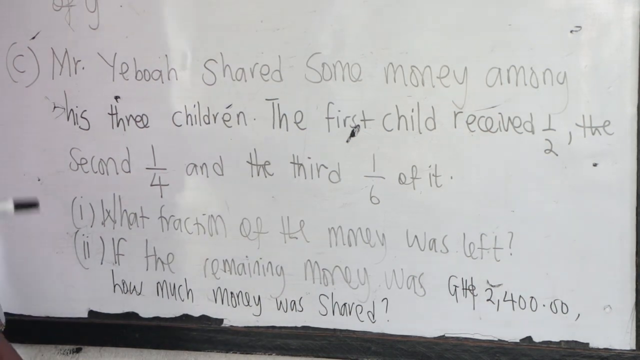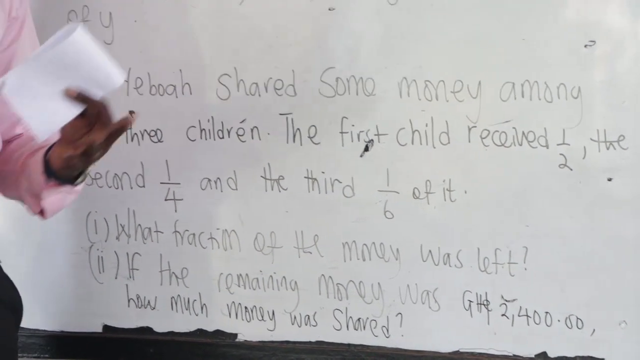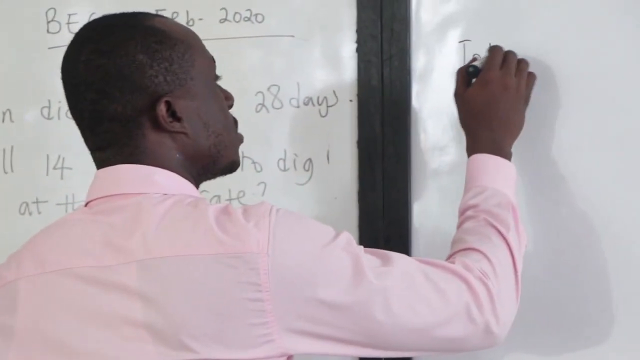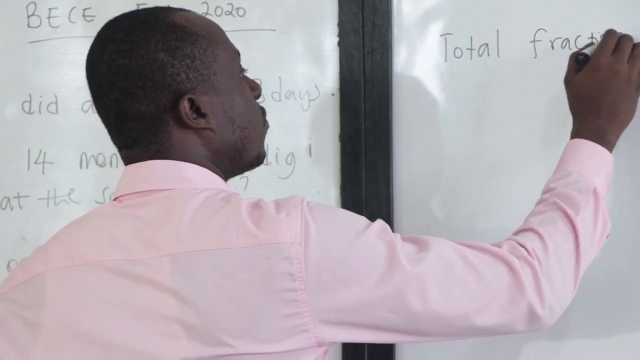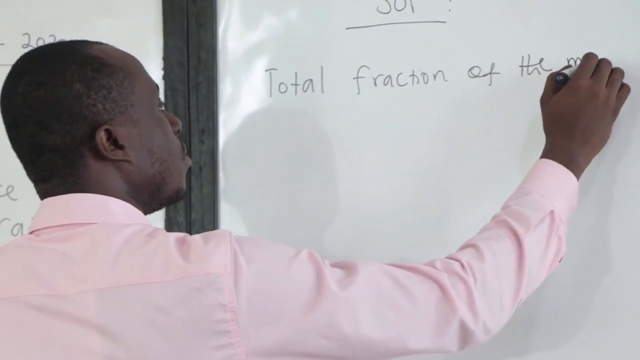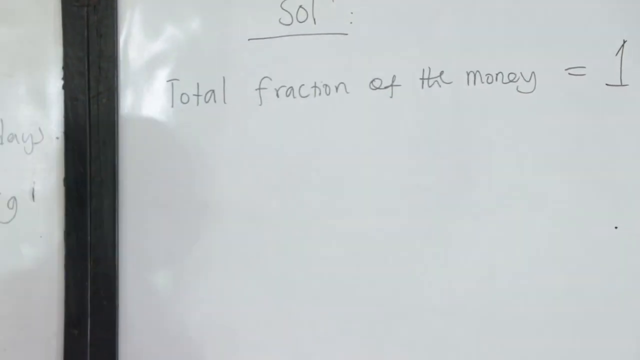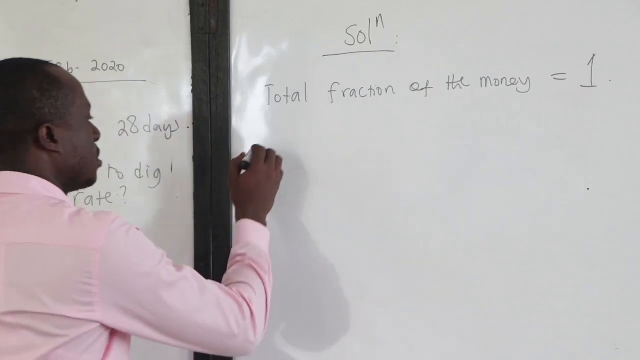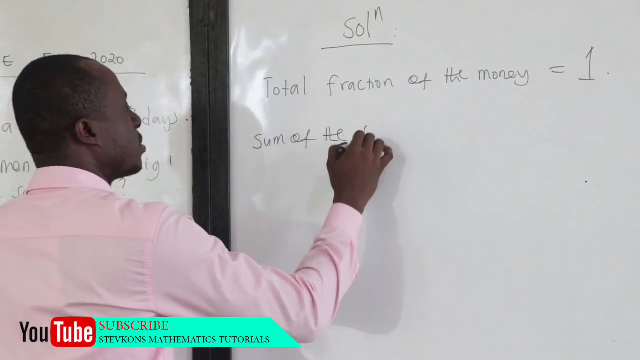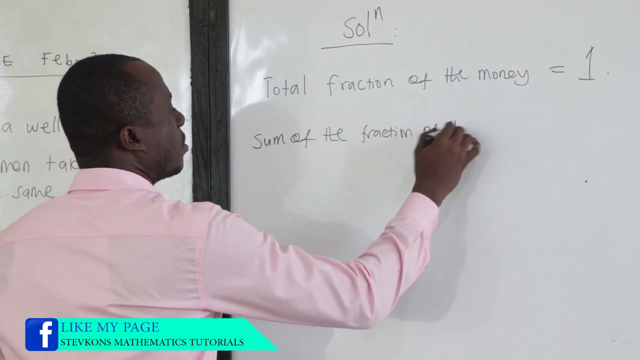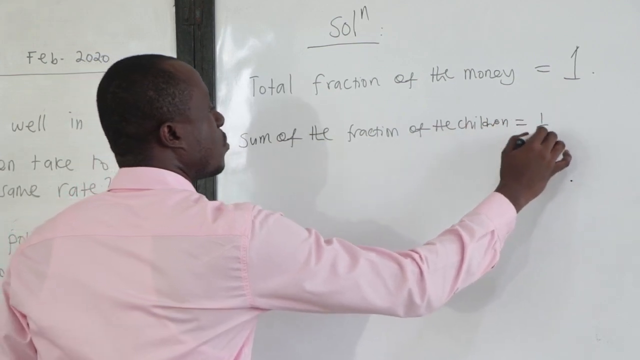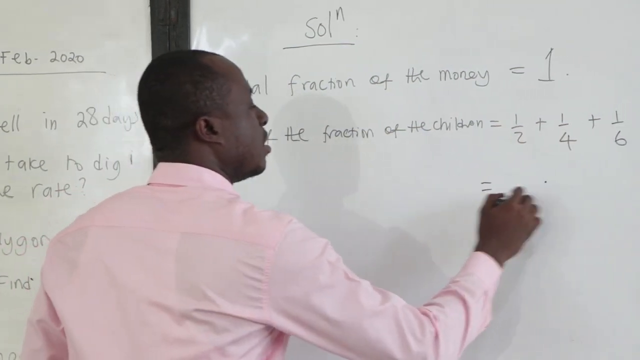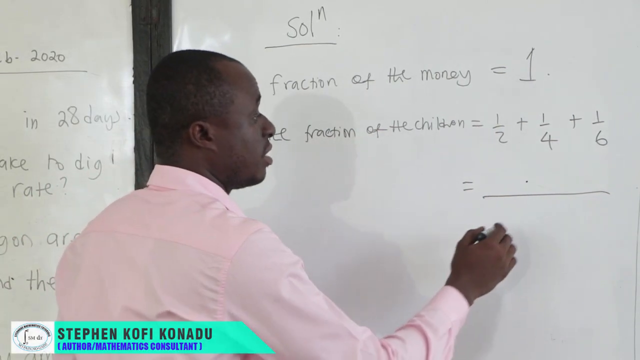One thing that we are supposed to know is that the total fraction of the money should be 1. From here, let's come out with the sum of the fractions of the children. The first one was 1/2, the second one was 1/4, and the third one was 1/6. Now, let's find the LCM. The LCM in this case is 12.